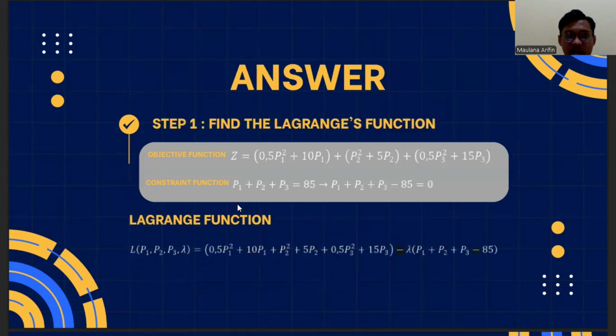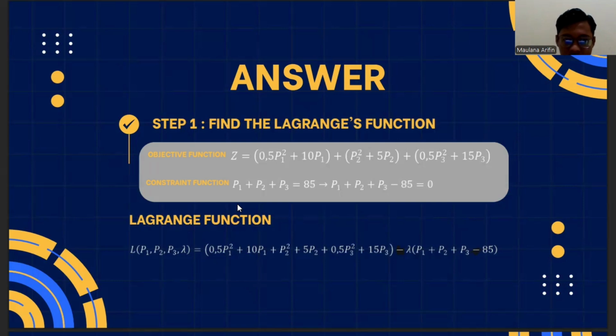And the answer from the case: step 1 is to find the Lagrange function. We know the Lagrange function is 0.5 P1 to the power of 2 plus 10 P1, plus P2 to the power of 2 plus 5 P2, plus 0.5 P3 to the power of 2 plus 15 P3, minus lambda times (P1 plus P2 plus P3 minus 85).